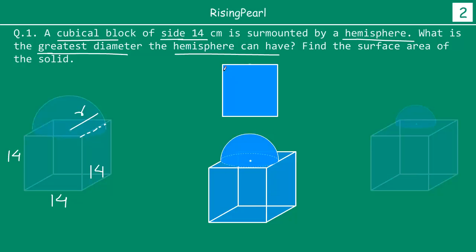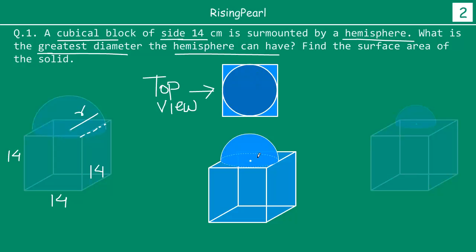So if you think about it, I have on purpose faded these other two drawings. Here, this is the top view. If you were to see it from the top, how would it look? This is the top surface of the cube. And now our hemisphere is going to sit something like this, right?